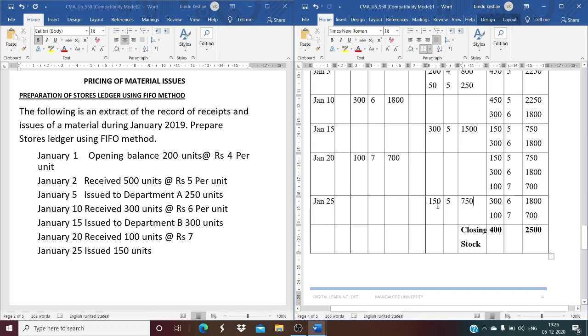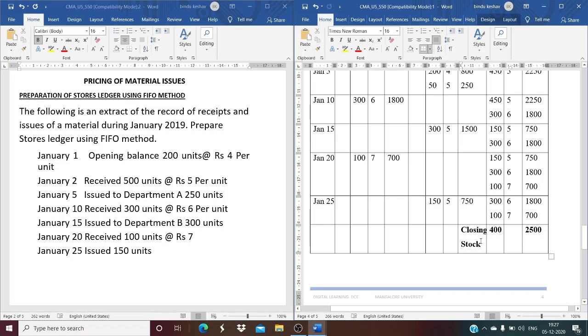So this 150 units will be issued from the first lot, that is first in, first out method. So 150 will be issued, 150 at rupees 5, 750 rupees. So what is remaining now? 150 is completely issued, and now we have only 300 units at rupees 6, 1800 and 100 units at rupees 7, 700 rupees. So our closing balance is 300 at rupees 6, 1800 and 100 units at rupees 7, 700 rupees.